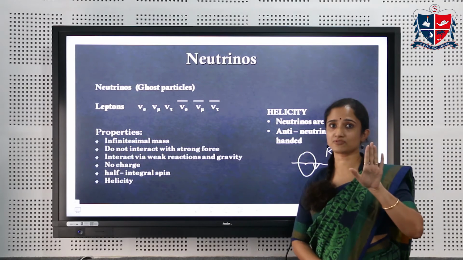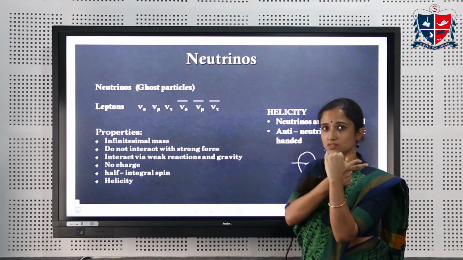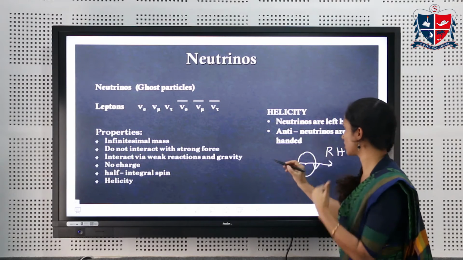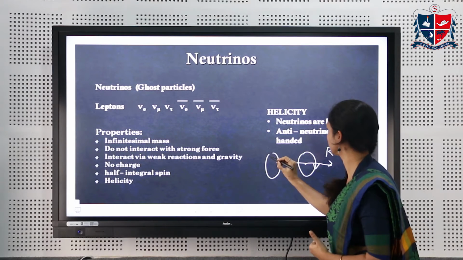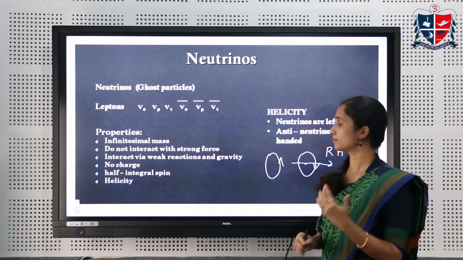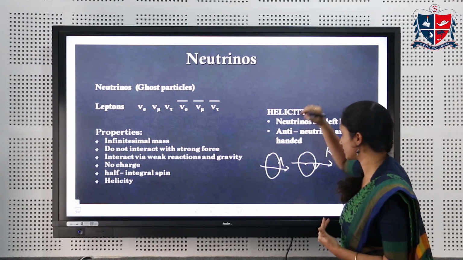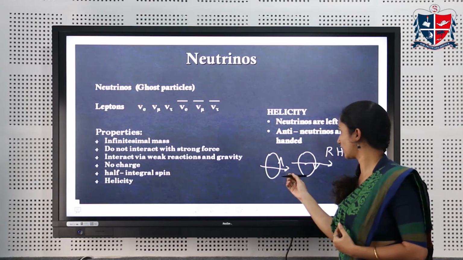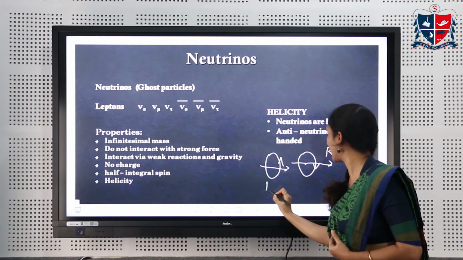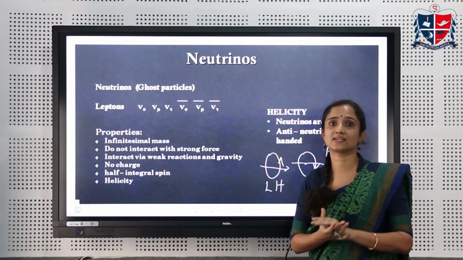Now when I consider my left hand, if I curl my fingers in this direction, my thumb is in this direction. So when you draw such a particle, my fingers are curled in this opposite direction and the particle moves in this direction. This kind of particle we call a left-handed particle. So this is the property known as helicity.